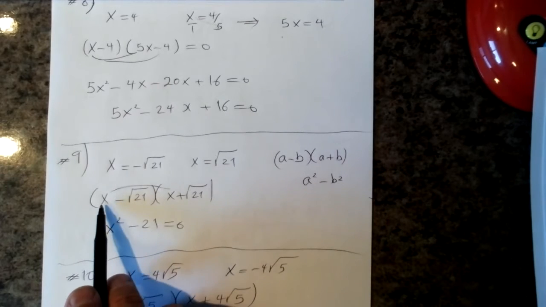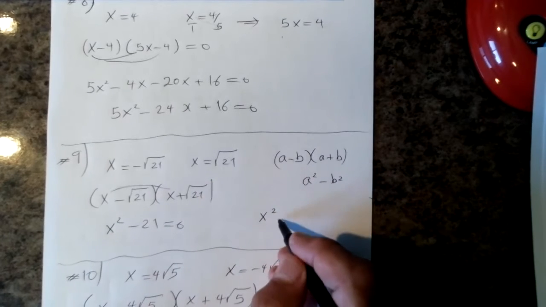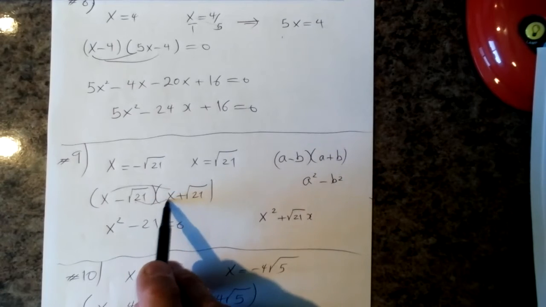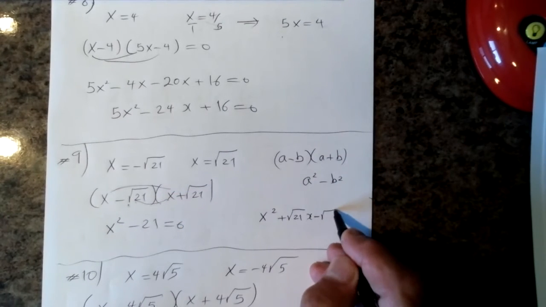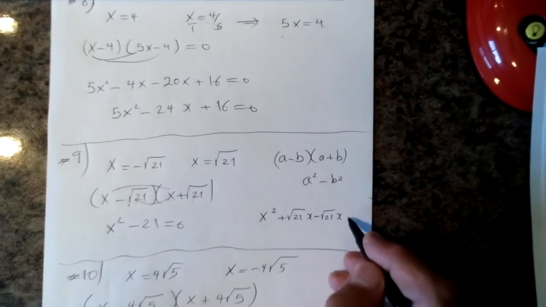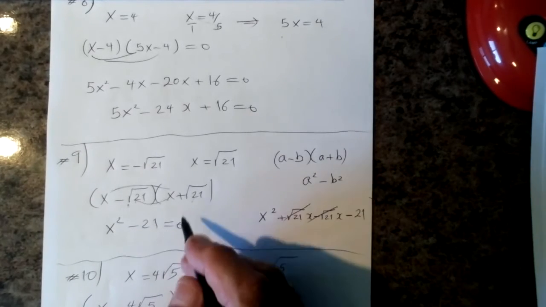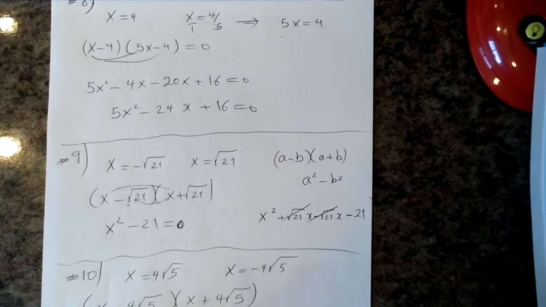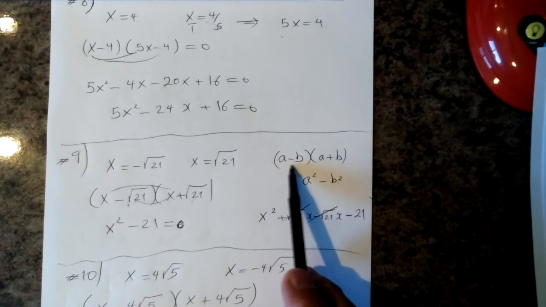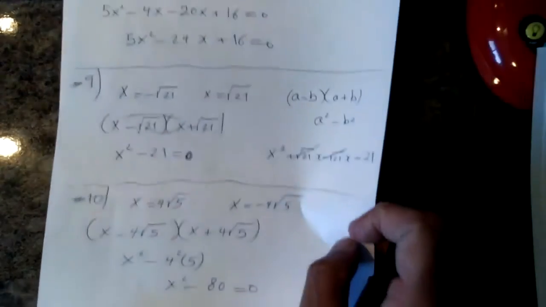Or if you just multiply, look, x times x is x squared. x times radical 21 is plus radical 21 x. Distribute this one. x times minus radical 21 is minus radical 21 x. And then minus radical 21 times positive radical 21 is just minus 21. These two cancel, so it is x squared minus 21 equals 0, okay? They call it a conjugate. And you could really figure out this formula. a times a is a squared, and you have ab and minus ba cancel, so it would be minus b squared. The same thing for this one.